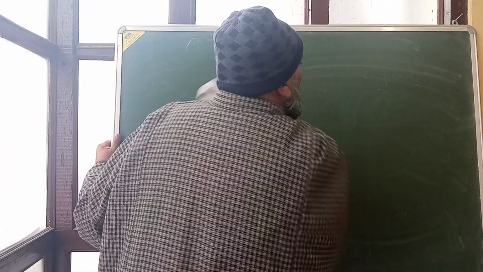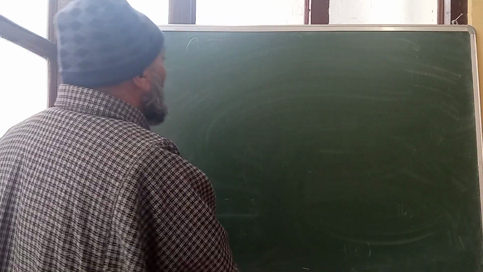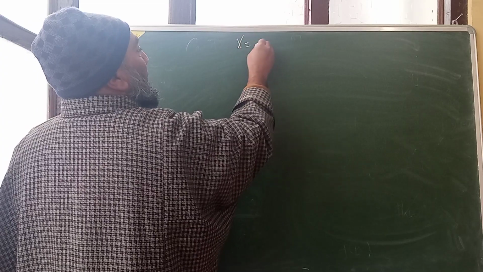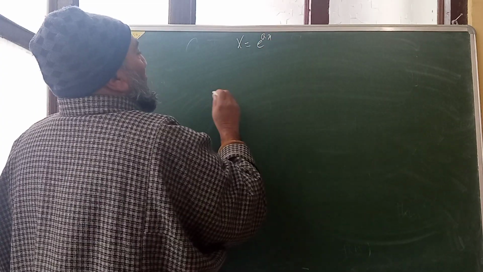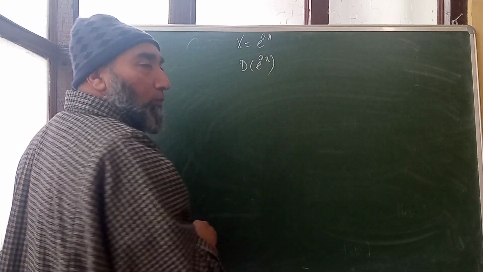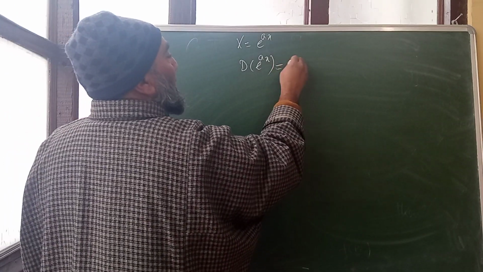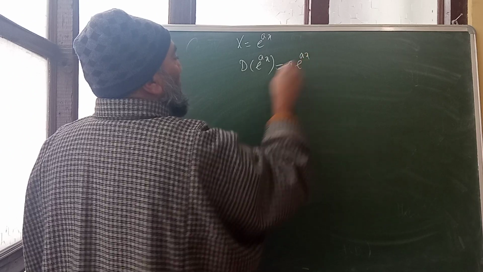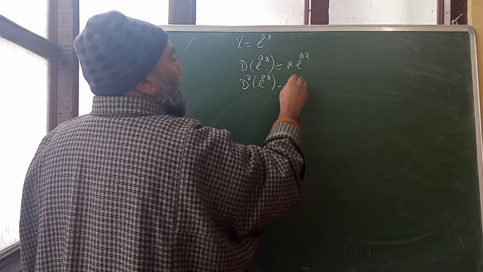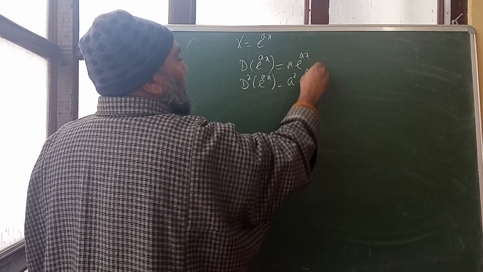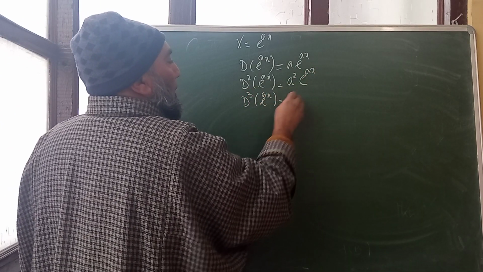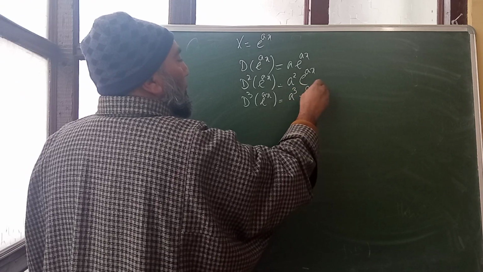See, this is quite easy now. When x is e to the power ax, what is differentiation of e to the power ax? Differentiation of e to the power ax is a e to the power ax. What is d square of e to the power ax? It is a square e to the power ax. What is d cube of e to the power ax? It is a cube e to the power ax, and so on.